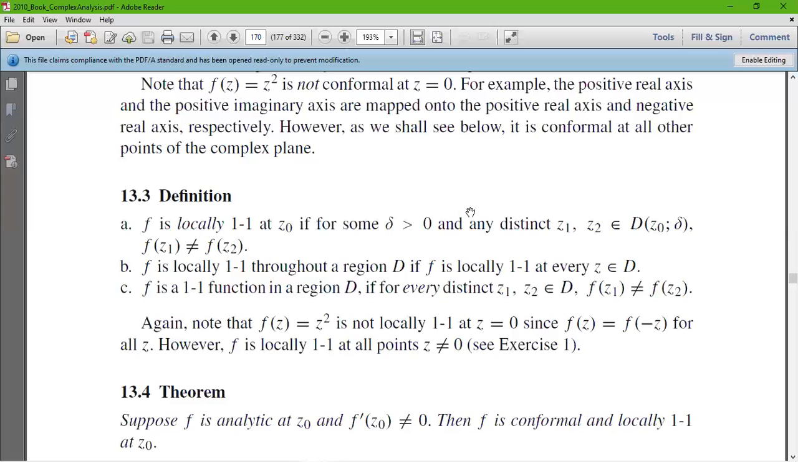Now we are going to study one more important theorem on locally one-to-one functions. Suppose f is analytic at z0 and f prime of z0 is not equal to 0, then f is conformal and locally one-to-one at z0. That means if f is analytic at z0 and f prime z0 is not equal to 0, then the function is conformal and locally one-to-one at z0. The proof of this theorem is left for you as an exercise.